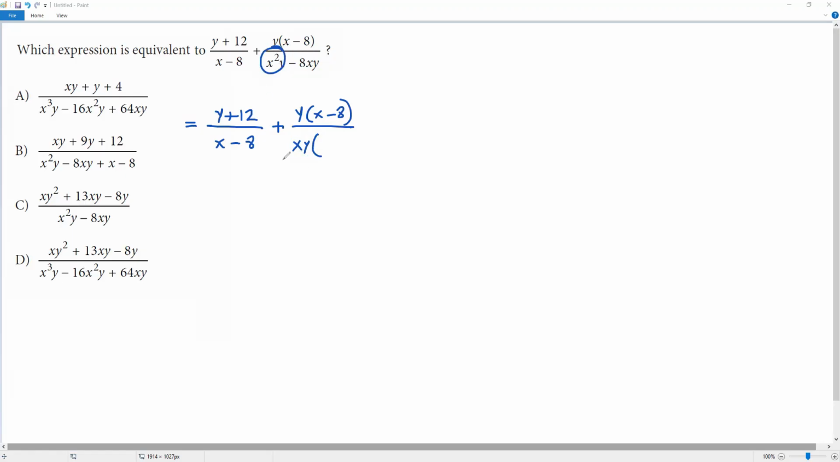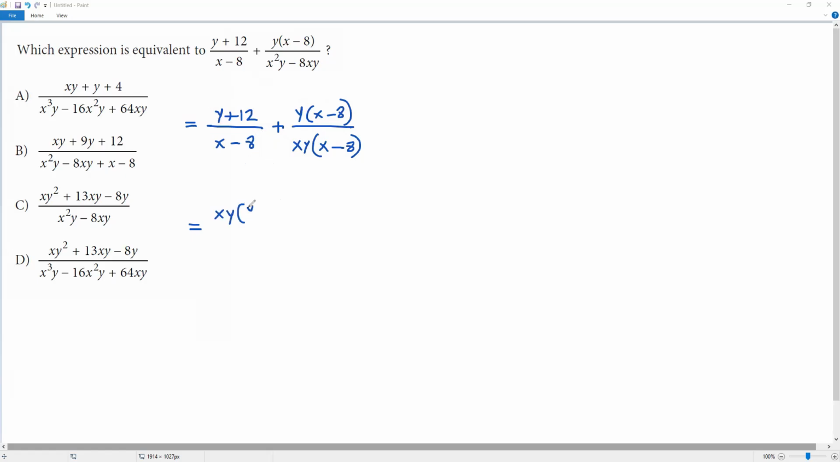When I divide this x square y by this xy, I am getting x. When I divide this negative 8xy by this xy, I am getting a negative 8. Now, to add these two fractions, I need to have the same denominator. Now, to get the same denominator, we have to multiply both the numerator and denominator of the first fraction by xy. Let me do it.